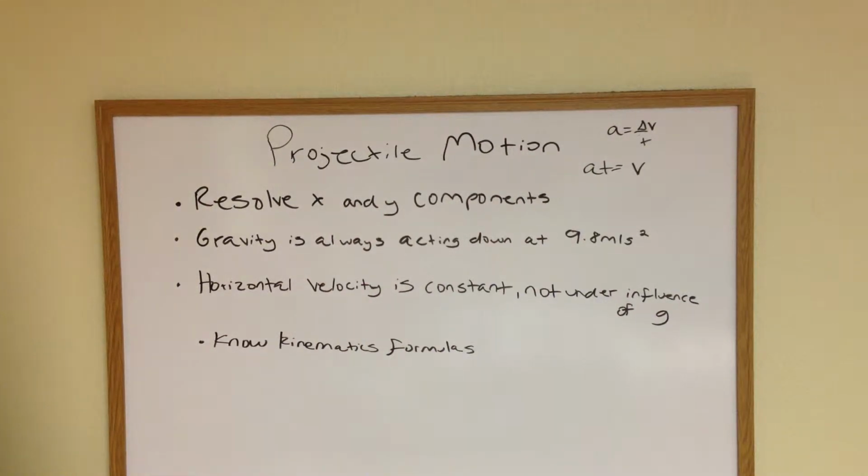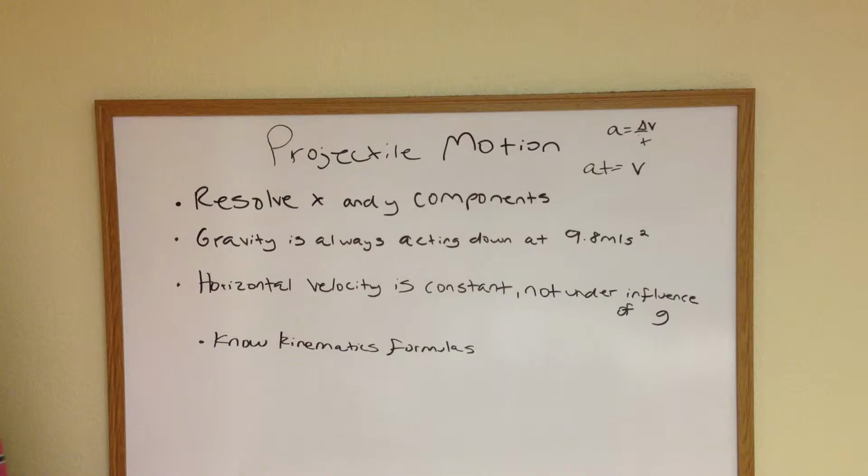Alright, so today we'll be discussing projectile motion and the overall general rules to follow when solving projectile motion problems. When something's launched at an angle, we want to resolve its x and y components. We want to figure out what its vertical velocity is and what its horizontal velocity is, and you do that through your trig function formulas.